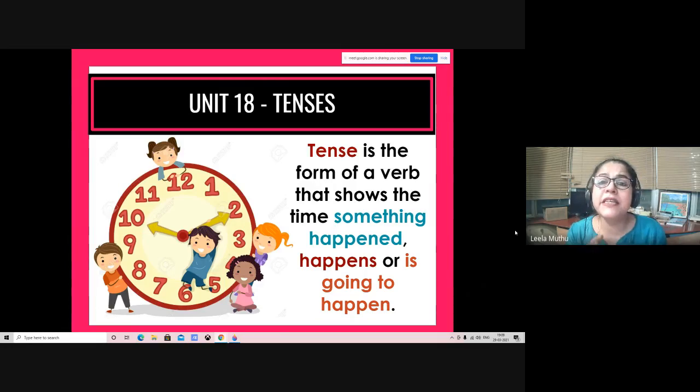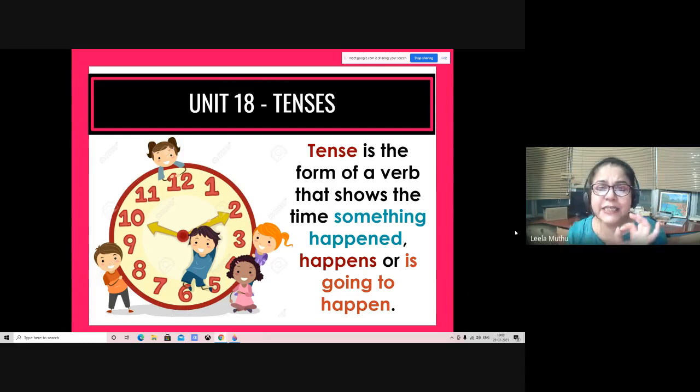The doing is the continuous form, doing. So these verbs have a plus an ing, like jumping, running, etc. And then you have the done form, which is the past participle. Now what you have to know about those are the forms of the verbs. Now we're going to learn about tenses.